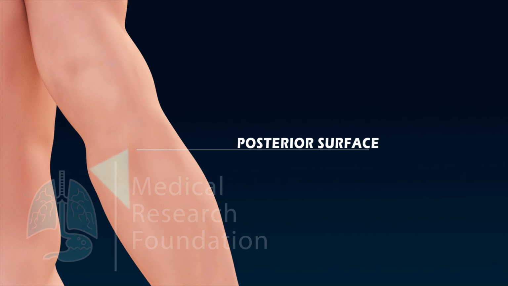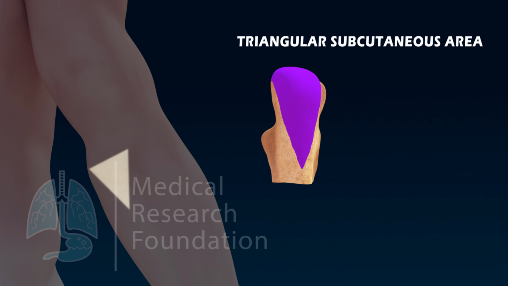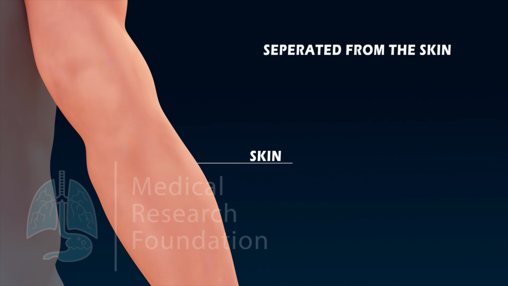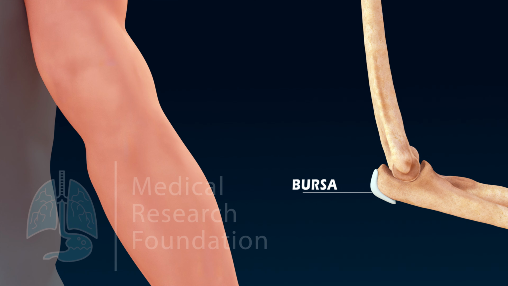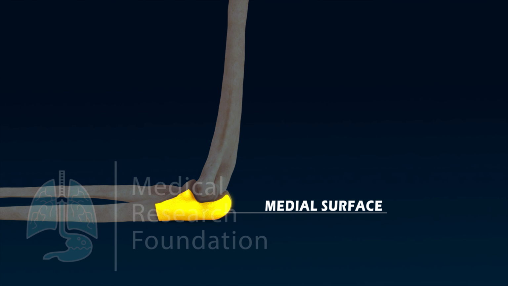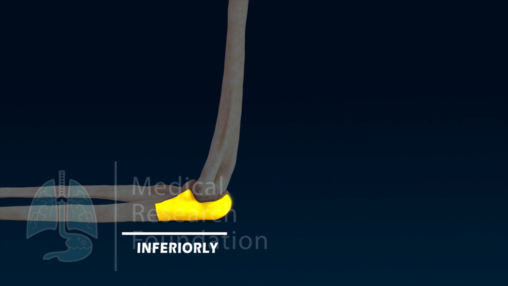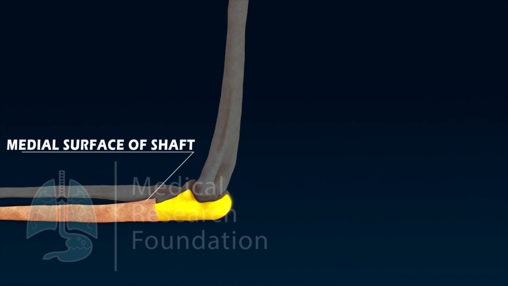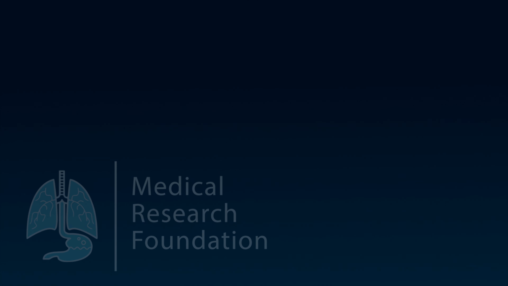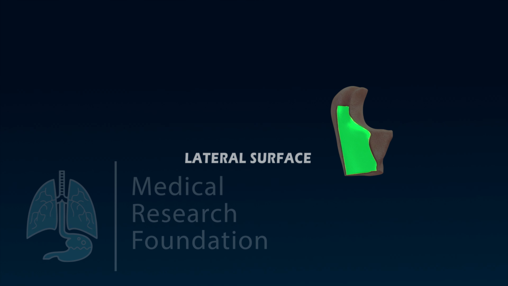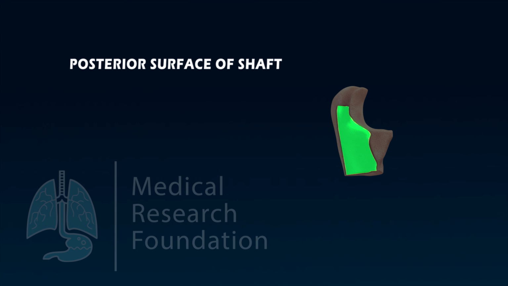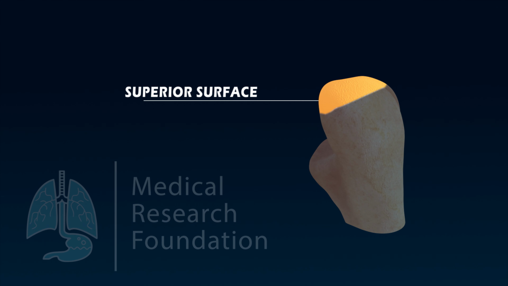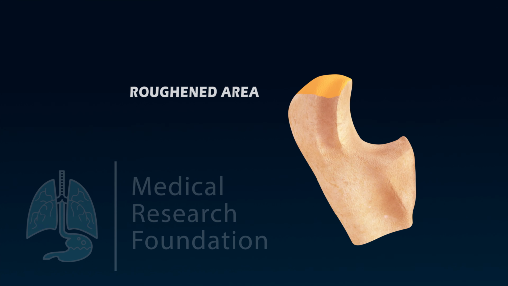The posterior surface forms a triangular subcutaneous area which is separated from the skin by a bursa. The medial surface is continuous inferiorly with the medial surface of the shaft. The lateral surface of the Olecranon process is smooth, continuous with the posterior surface of the shaft. The superior surface in its posterior part shows a roughened area.